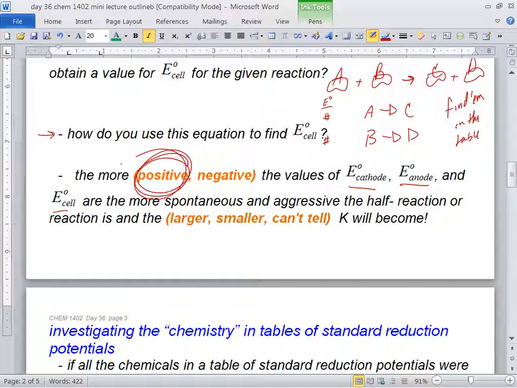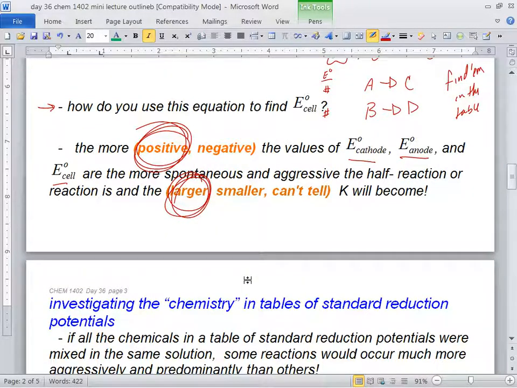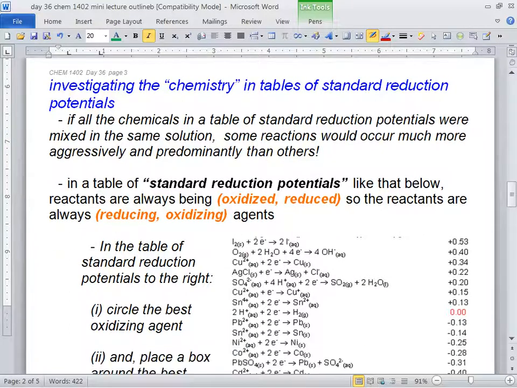And then also K would be what? Larger or smaller? If you have a big positive E0 cell, this reaction is really spontaneous. It's going to go big time. Big, because Ks are products over reactants. So you're going to have a lot of product. They're going to be huge equilibrium constants. There won't be any reactants left hardly, if anything, that you can measure anyway.